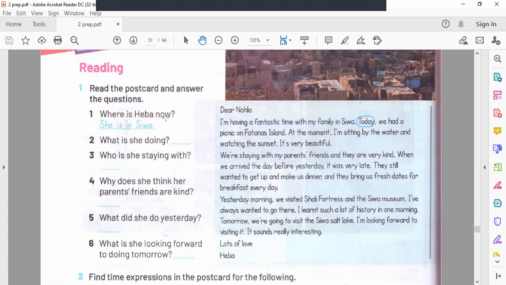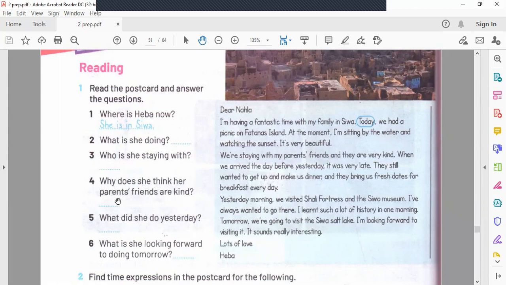So where is Heba now? Heba is in Siwa. What is she doing? Yes, I'm sitting by the water. So she's sitting by the water watching the sunset. Who is she staying with? She's staying with her parents' friends.